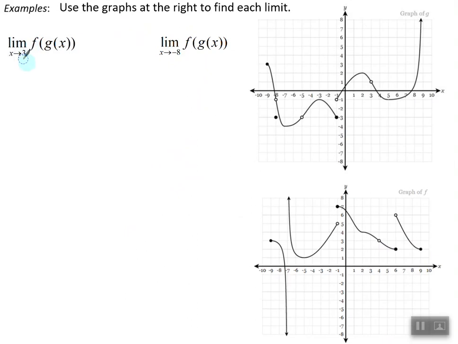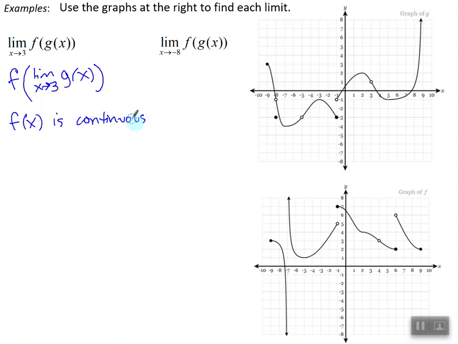The limit as x approaches 3 of f of g of x. This is a composition of functions. So remember that this will be equivalent to f of the limit as x approaches 3 of g of x, as long as f of x is continuous at the limit as x approaches 3 of g of x.